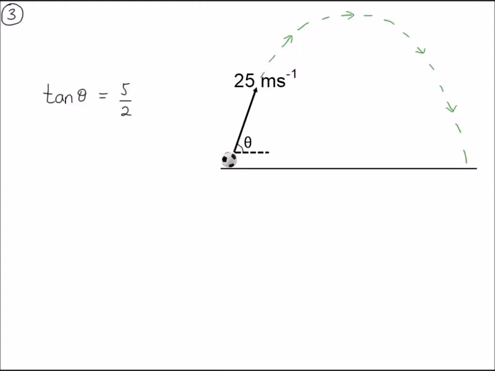Example 3. So the initial velocity of the ball here is 25 meters per second at an angle theta to the horizontal. The angle is not given directly, but it's given in this form. Tan theta equals 5/2. So we're given the tan ratio.